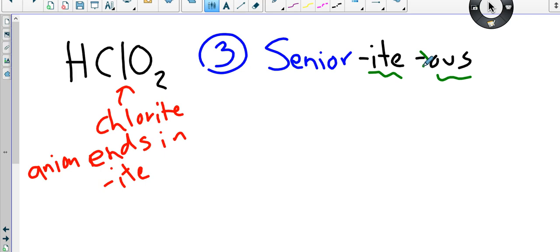Anyway, so this is chlorite and hydrogen. Chlorite, I just make this chlorous. "-ite" to "-ous." So this is just going to be chlorous acid. I'm going to change the "-ite" to "-ous," and that's it.